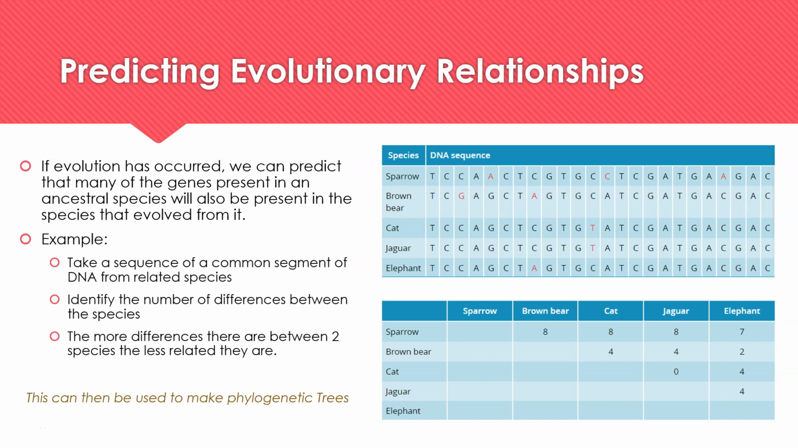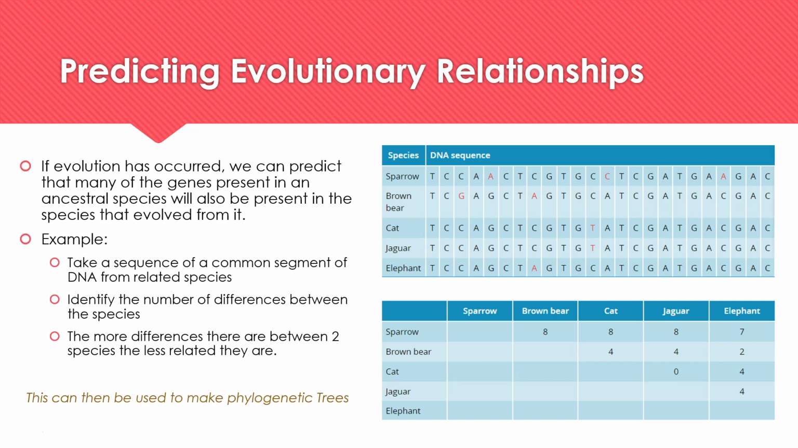And if you do sparrow and brown bear, it's the same thing as doing brown bear and sparrow, so we've only done that once. That's what we've done in the table below. And what we've done is gone through and we've gone, okay, sparrow compared to brown bear, how many differences are between them? There's 8. Sparrow to cat, again, there's 8 differences between them. Sparrow to jaguar, 8 differences. Sparrow to elephant, 7 differences. Brown bear to cat, 4 differences. Brown bear to jaguar, 4 differences, and so on and so forth till we have that table filled in.